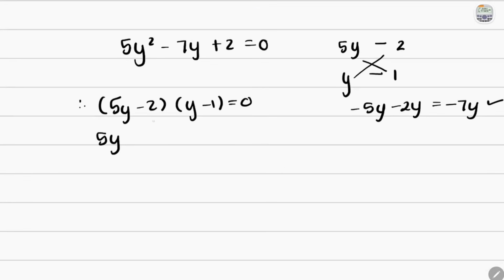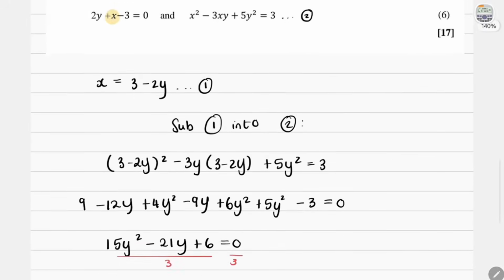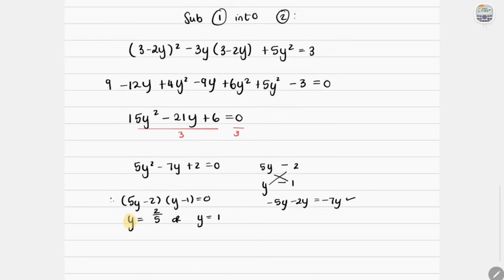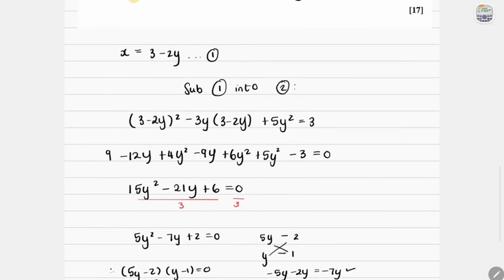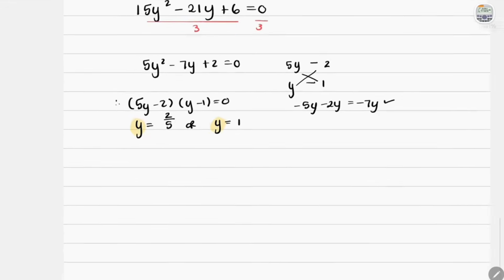We have 5y is equal to 2. Divide both sides by 5. Y is equal to positive 2 over 5. Or y is equal to, transpose, that is positive 1. So this is what we have as y. And now we still need to solve for x. So if you have y, just find an equation that has x as a subject. And we already had an equation like that. That is this equation. So we'll say x is equal to 3 minus 2y.